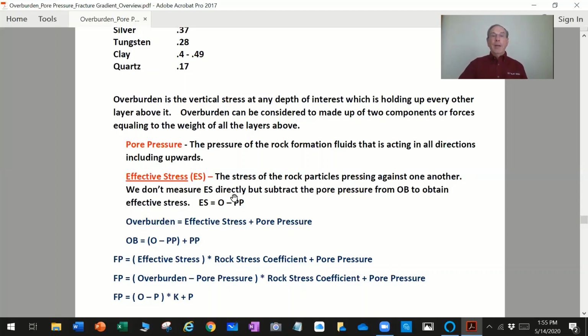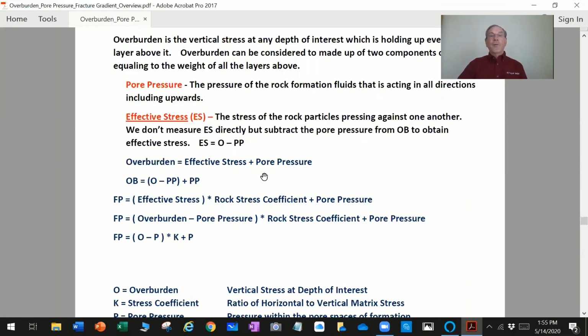So then we can use this same relationship, plug back in here, and see that overburden is equal to overburden minus pore pressure plus pore pressure. So fracture pressure is effective stress times some rock stress coefficient plus pore pressure. In other words, as we compress a volume of rock, based on the material properties of that rock, a portion of that matrix stress is going to contribute to inducing a horizontal stress. And so that contribution of matrix stress in a horizontal direction, along with the pressure that exists at that depth, is going to be the fracture pressure. So those two stresses added together equal the fracture pressure.